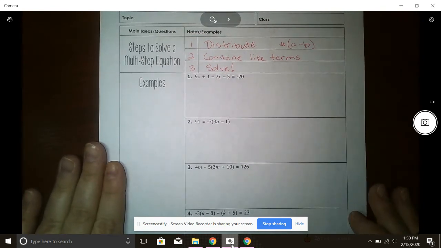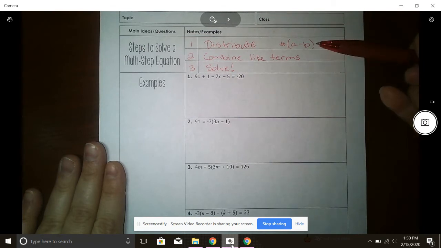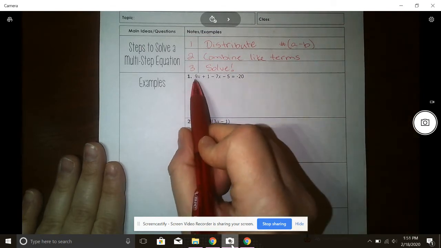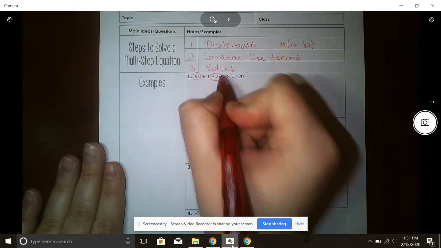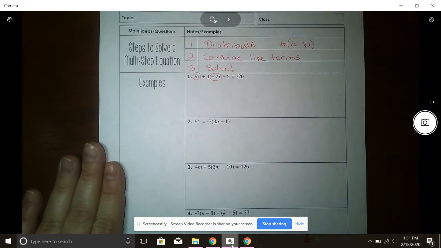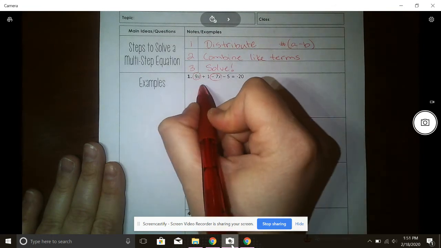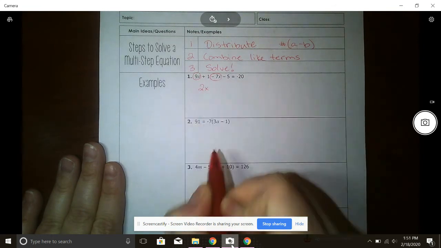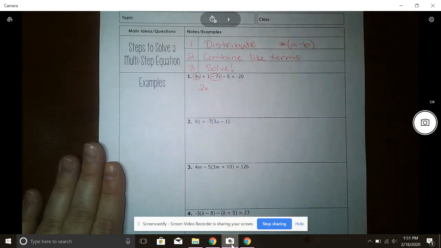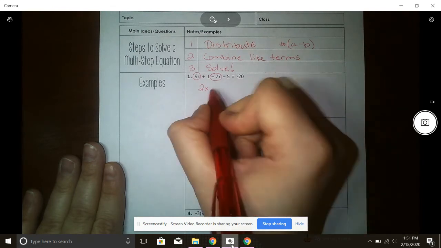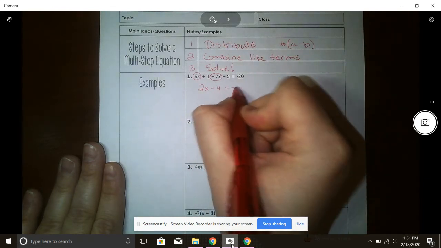In number 1, I don't have any distribution to do. So the first thing to look for is combining like terms. On the left side of this equation, I've got a 9x and a negative 7x that are like terms, so I can put those together. 9 take away 7 is 2. I've also got this plus 1 and minus 5. They are like terms because they don't have variables. 1 take away 5 is negative 4.